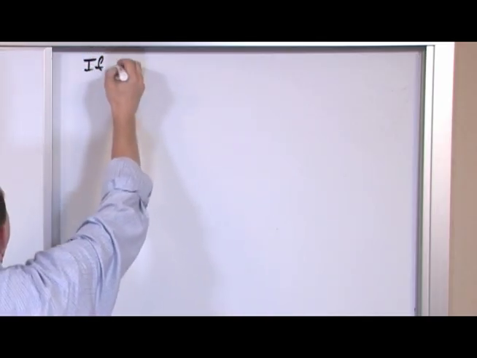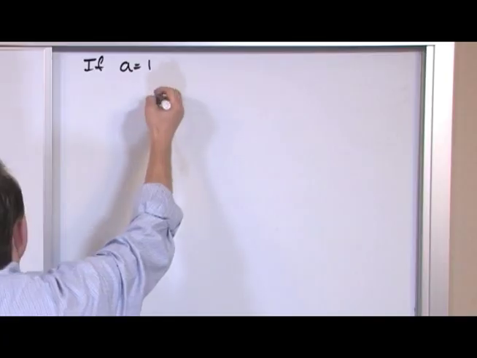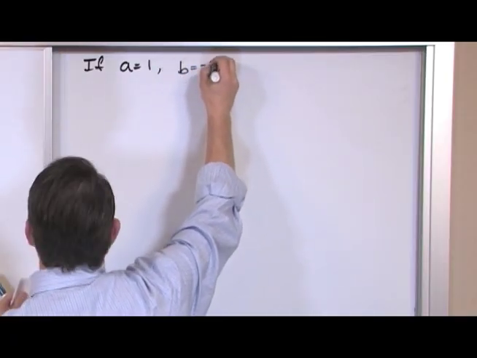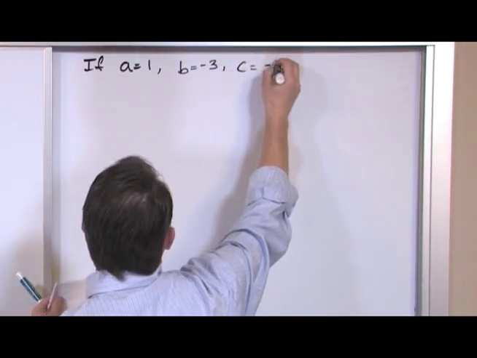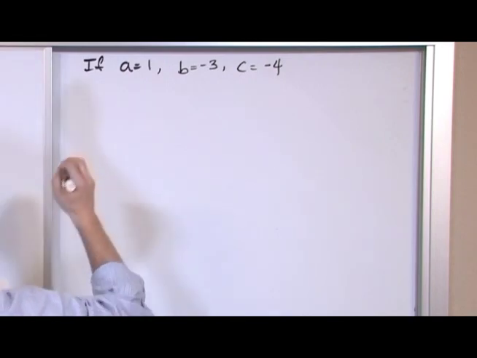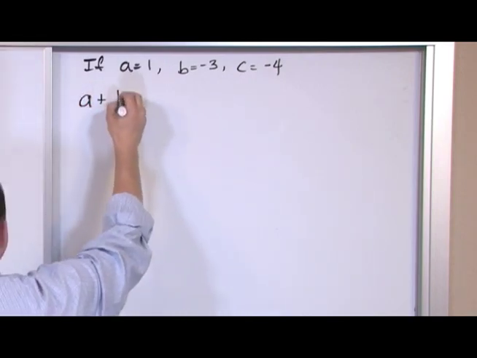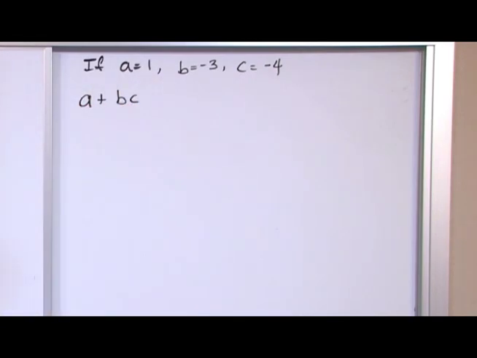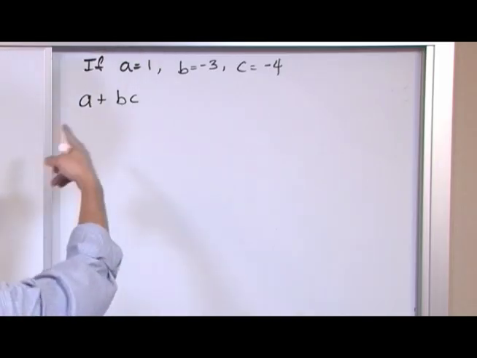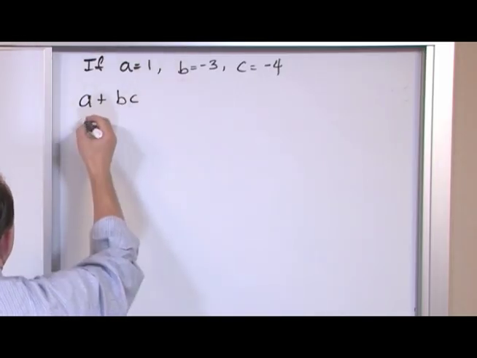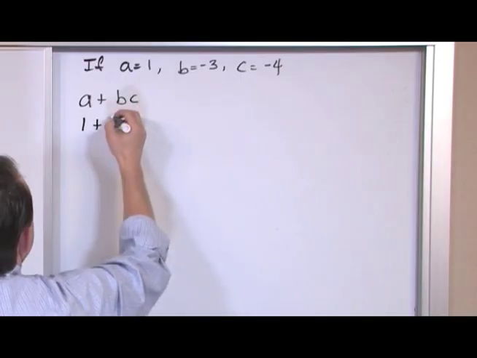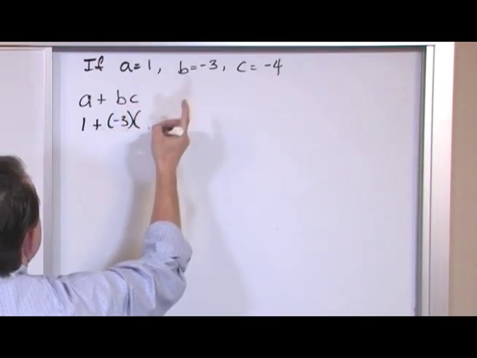All right, so what if A is equal to 1, B is equal to negative 3, C is equal to negative 4? Then we're going to evaluate the following expression, A plus B, C. That's what we want to evaluate. Well, we just plug in the values of the variables that we know. So we have 1 plus B is negative 3, C is negative 4.